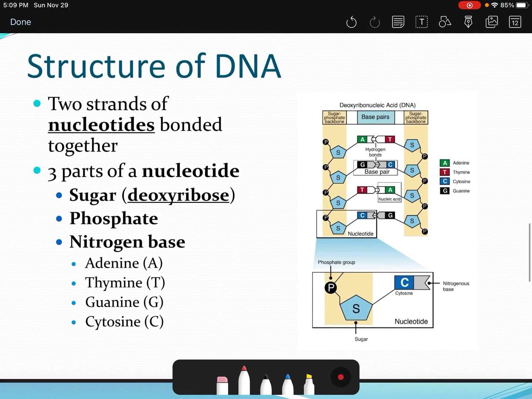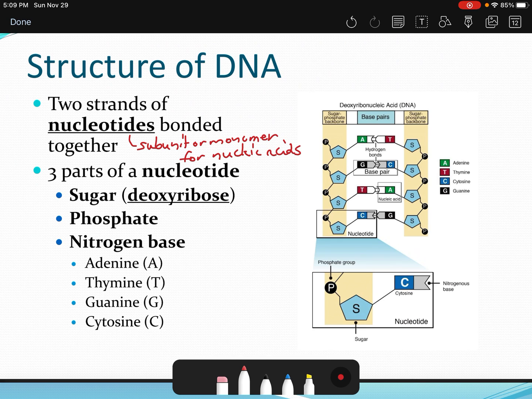DNA is 2 strands. That's why we call it a double helix. 2 strands of nucleotides bonded together. Remember, the nucleotide was the subunit or monomer for nucleic acids. So don't forget everything you learned back in your earlier units, because we always build on that.